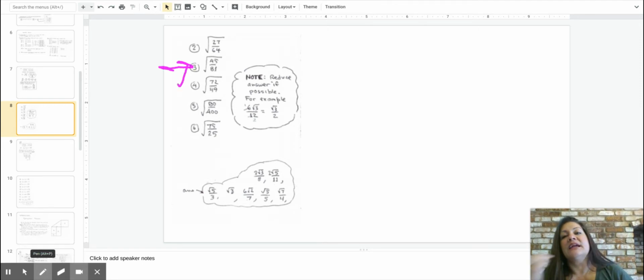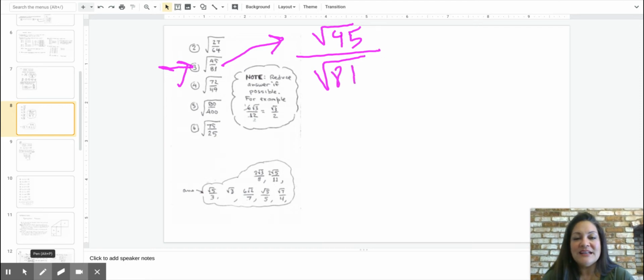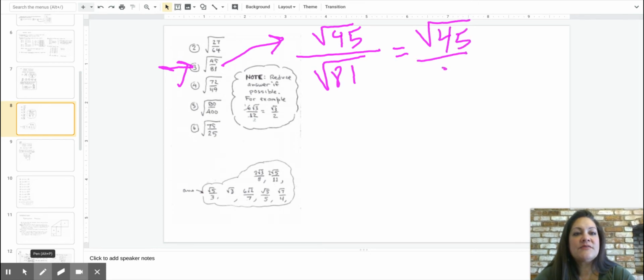Number 3. Man, that is a messy arrow. It's an arrow in case you're not sure. All right. Square root of 45. I'm going to go ahead and separate them out. There, that's a better arrow. Square root of 45 over the square root of 81. Square root of 81 is 9. Perfect square. And so I have square root of 45 over 9.